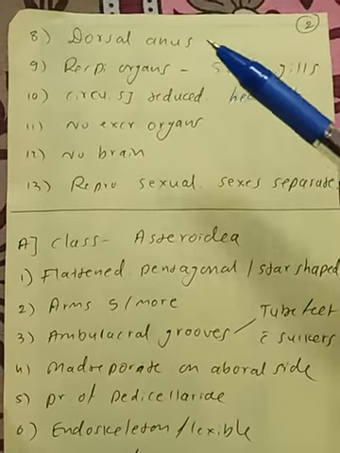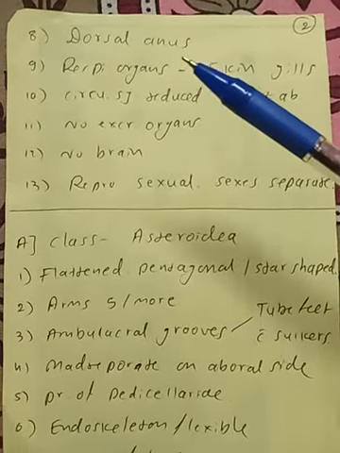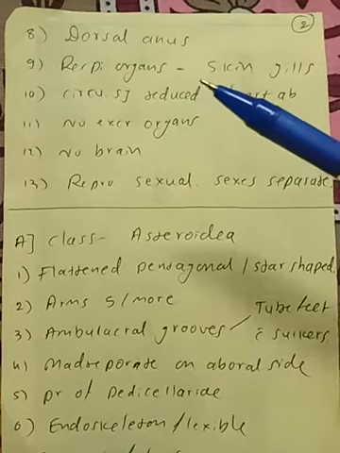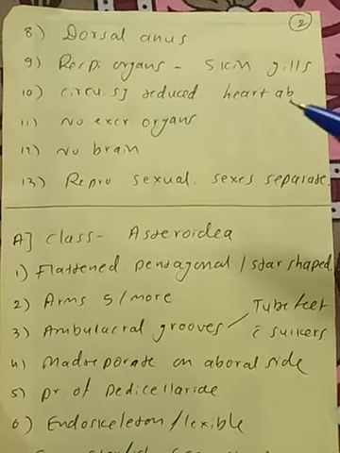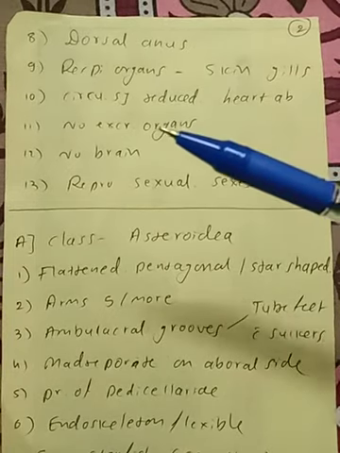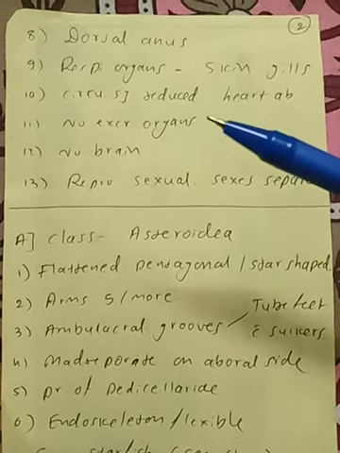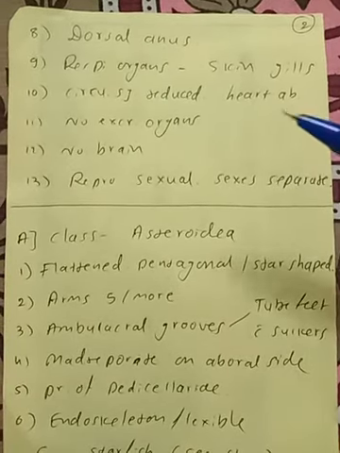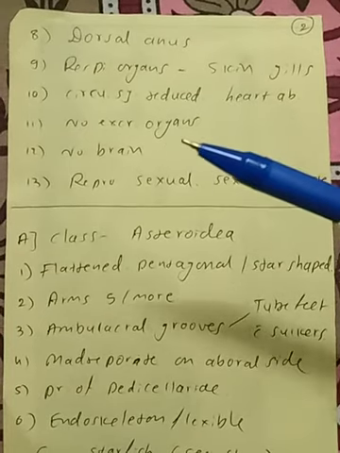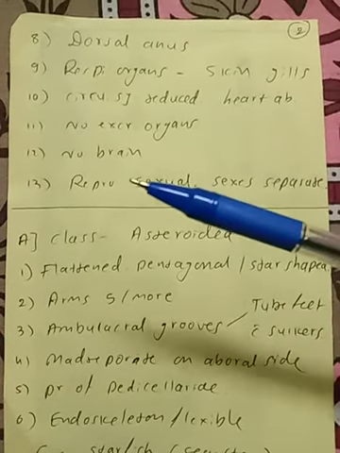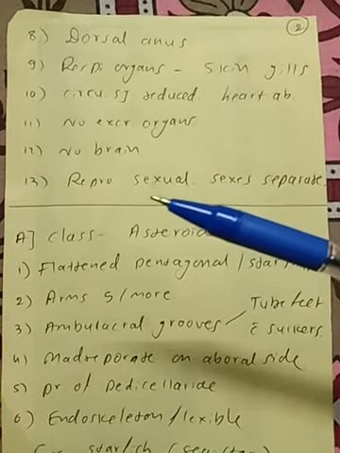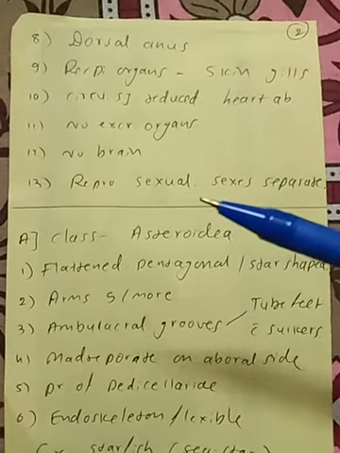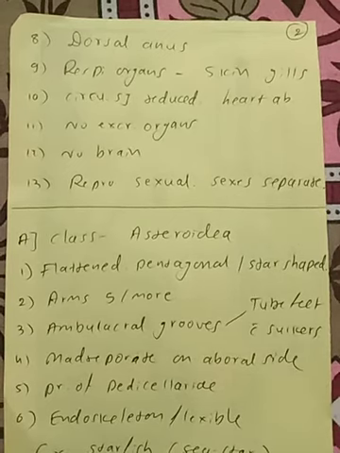Anus is located at the dorsal end, then the respiratory organs are nothing but the skin or gills. Circulatory system is reduced, heart is absent, there are no excretory organs, and also there is no brain. Reproduction is sexual and sexes are separate.